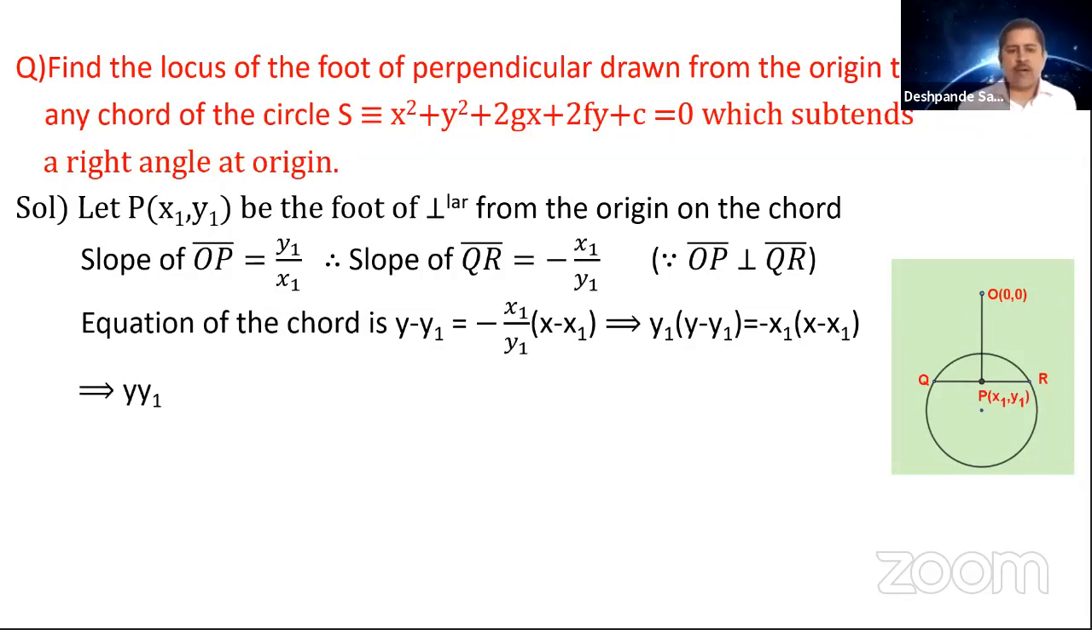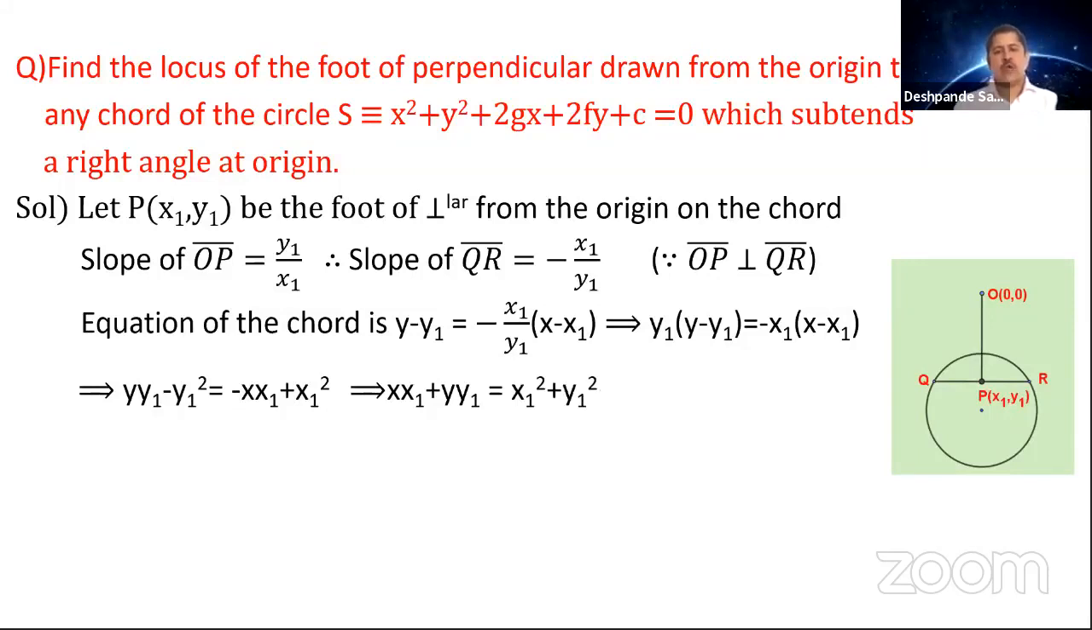So you can write y into y1 minus y1 square is equal to minus x into x1 plus x1 square. So rearrange, you can write xx1 plus yy1 is equal to x1 square plus y1 square. Now you can write this as (xx1 plus yy1) by (x1 square plus y1 square) is equal to 1. This is a very, very important step in the homogenizing process. So right hand side, you have to always get 1.